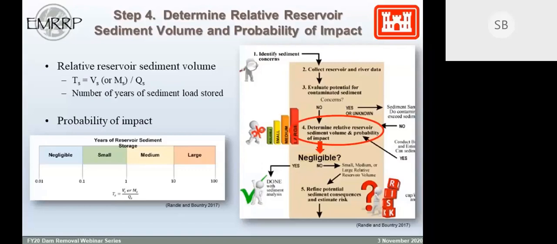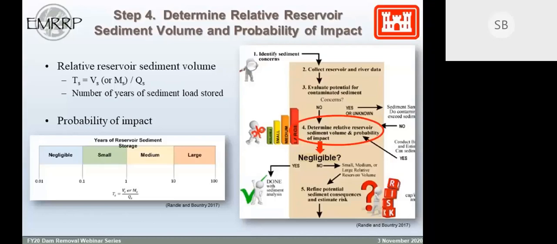And once we have that, we can estimate the probability of impact associated with that volume and classify it as either negligible, small, medium, or large based on the logarithmic scale shown here. For instance, if you have 1 to 10 years' worth of sediment, then you would say you have a medium risk. If it's less than 1/10 of a year, then you would say it's negligible risk.